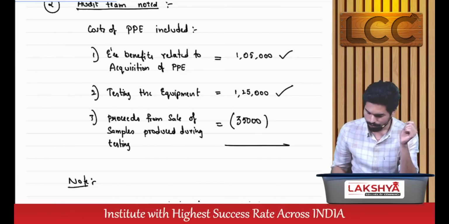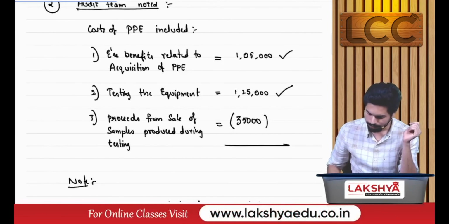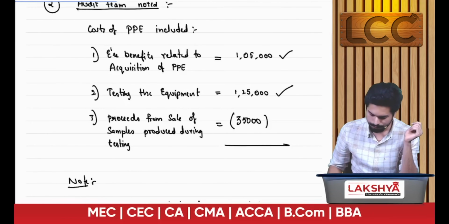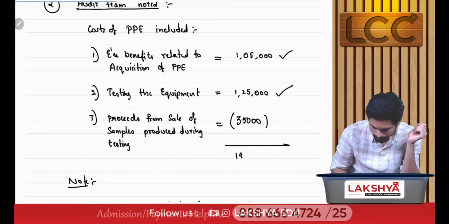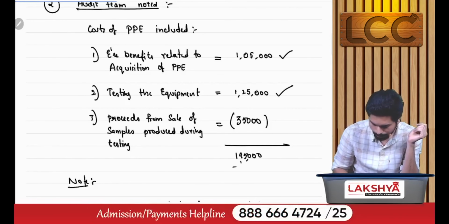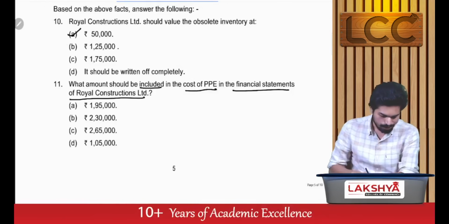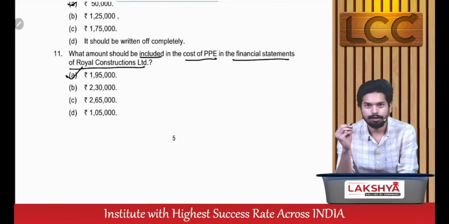So the cost of PPE is 1,05,000 plus 1,25,000 minus 35,000. So 1,95,000 is the cost of PPE. So the right option is A, 1,95,000.